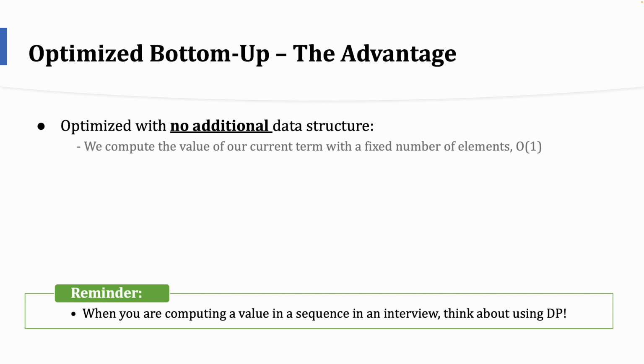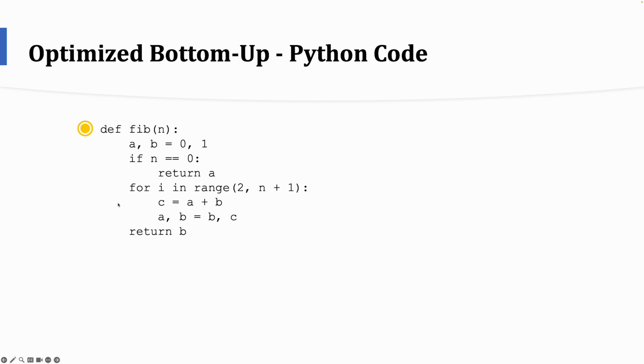Another very important reminder here is, whenever you're computing a value in a sequence in an interview, just think about DP, because that's another great use case for DP. Now, my final optimized bottom-up Python code is going to be here. I have A, B, and C, and those are my 3 variables. So no matter how large n is, I only need constant space. Previously, space complexity was O(n).